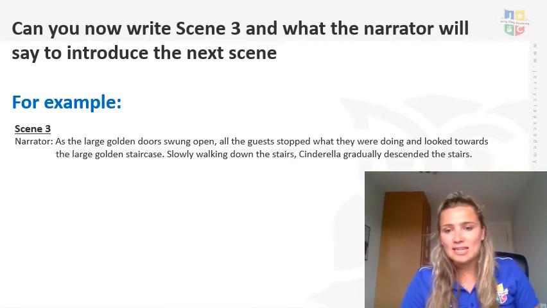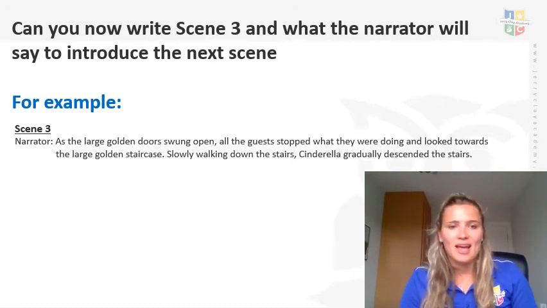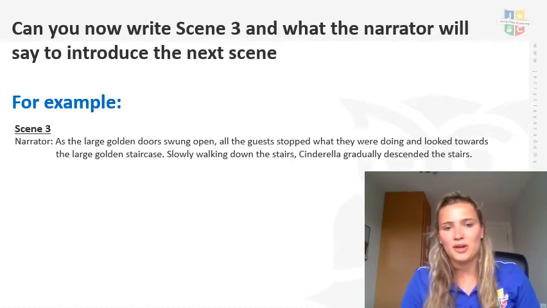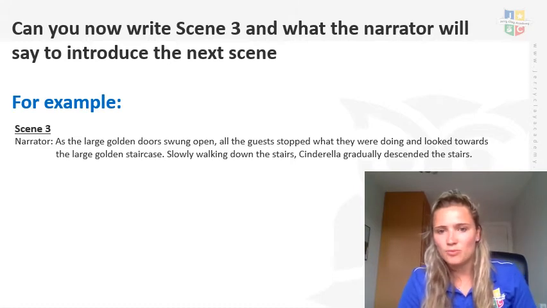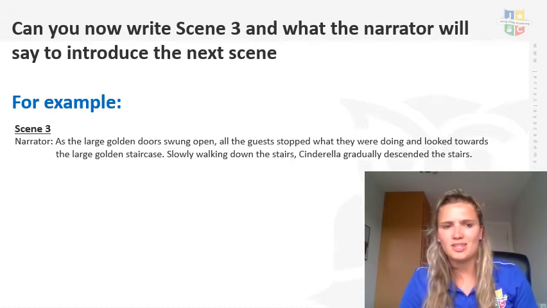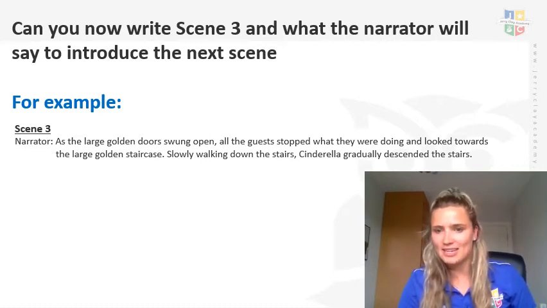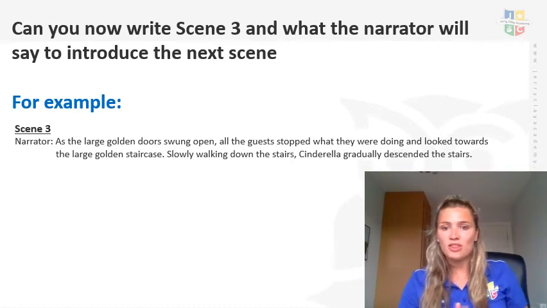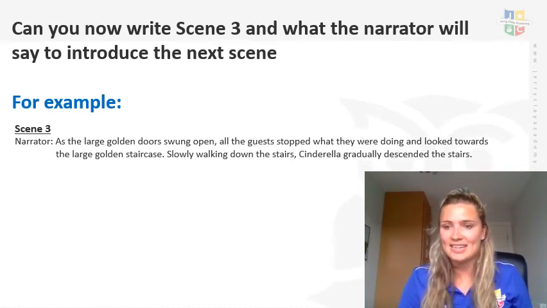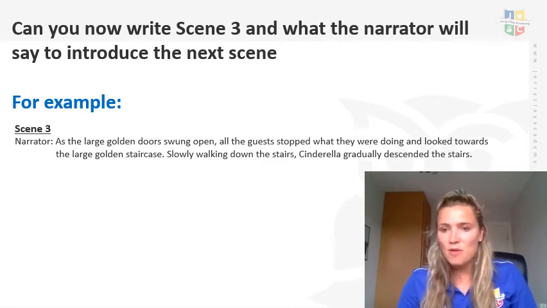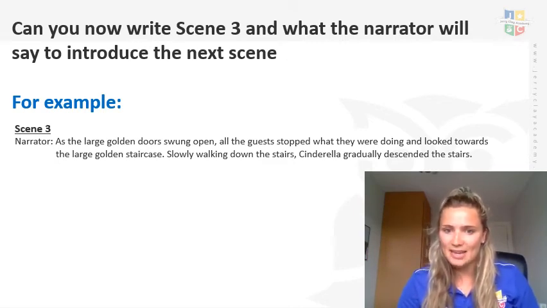So let's have a look at what my narrator is going to say. As the golden doors swung open, all the guests stopped what they were doing and looked towards the large golden staircase. Slowly walking down the stairs, Cinderella gradually descended the stairs. So we can see there that I've introduced that the doors are open, Cinderella has entered and everyone has stopped to look. So we can now see what exactly is going to happen next.